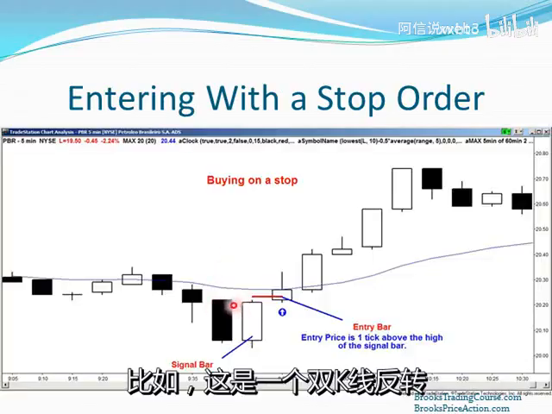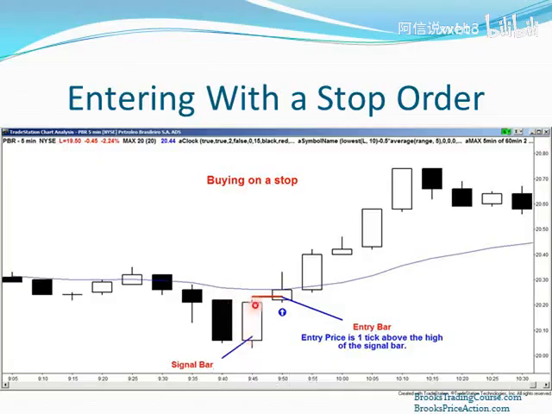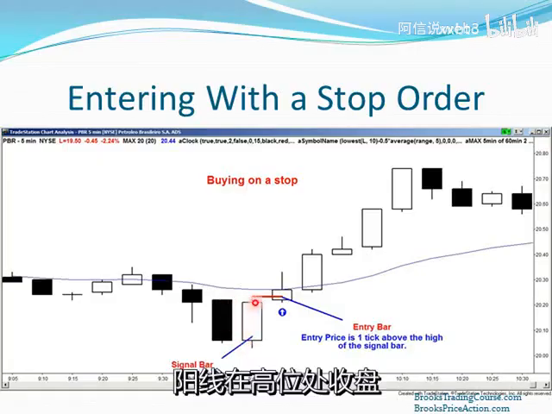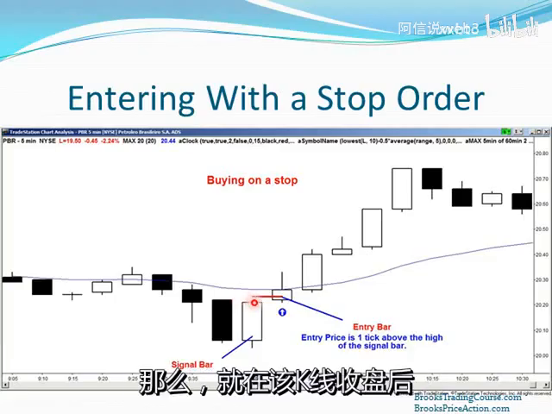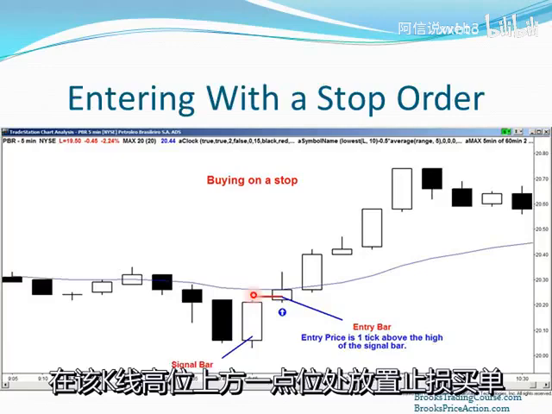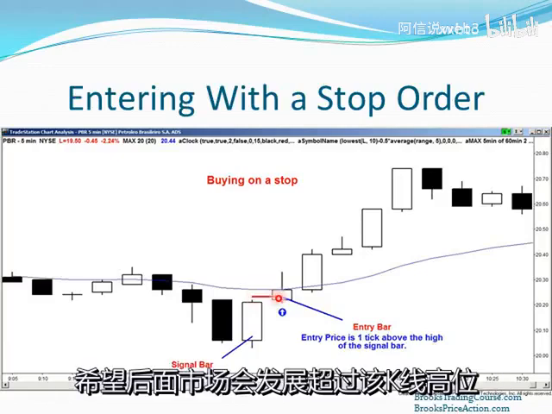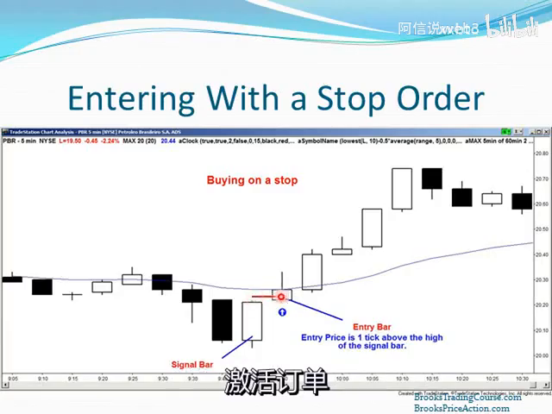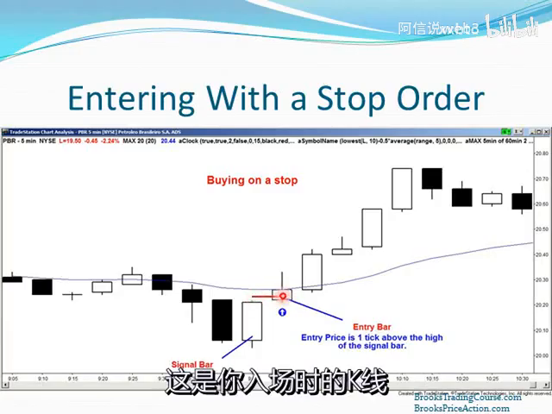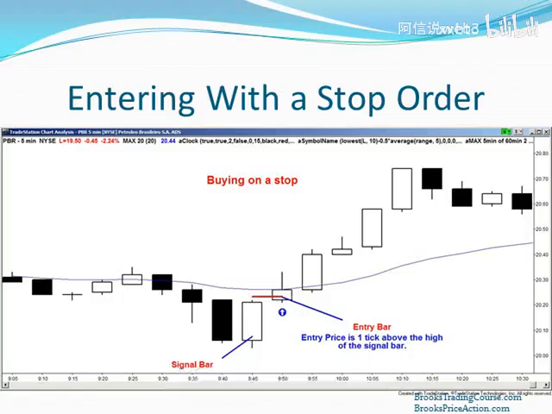For example, here's a 2-bar reversal, a bear bar, a bull bar about equally strong, closing near its high. If you were buying above this signal bar, as soon as this bar closed, you place a buy stop at one tick above its high, hoping that the market will go above the high of that bar, hit your buy stop, and fill you. And that's what took place over here. This is the bar when you entered the trade, so this is your entry bar.